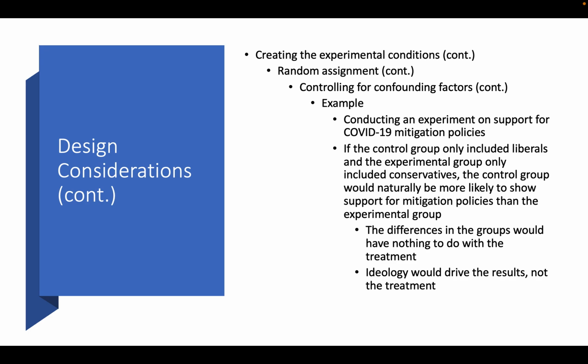Let's try to think of an example where through random assignment and controlling for confounding factors, we may have a bit of an issue in regard to recruitment. So let's imagine that we're conducting an experiment on support for COVID-19 mitigation policies. If the control group only included liberals and the experimental group only included conservatives, the control group would naturally be more likely to show support for mitigation policies than the experimental group. So the differences in the groups would have nothing to do with the treatment that we apply, but rather ideology. Ideology would drive the results, not the treatment. Thus, that is a recruitment problem in terms of an example.